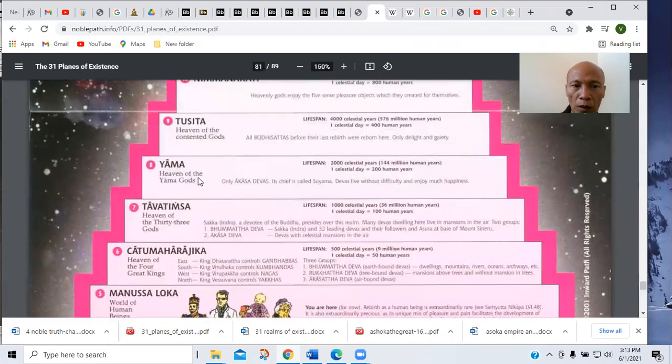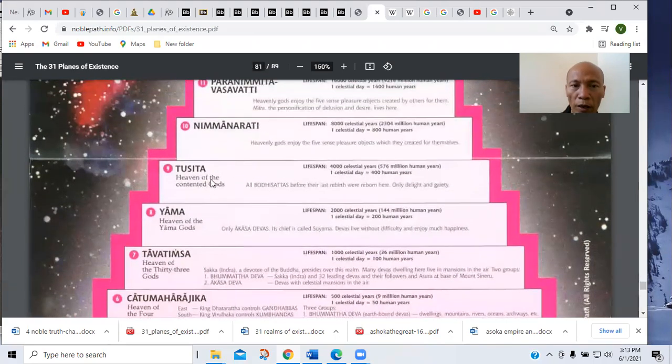And next one, the heaven of the Yama gods. One celestial day is equal to 200 human years. Their lifespan is 2,000 celestial years. So in total, they have 144 million human years. The next one is Tushita, the heaven of the content gods. One celestial day is equivalent to 400 human years, and their lifespan is 4,000 celestial years. So in total, they have 576 million human years.